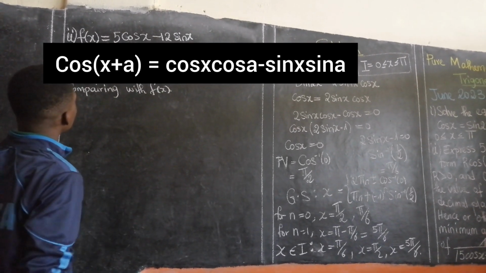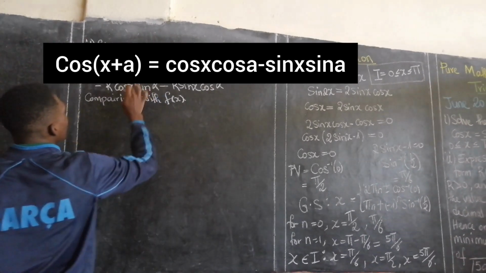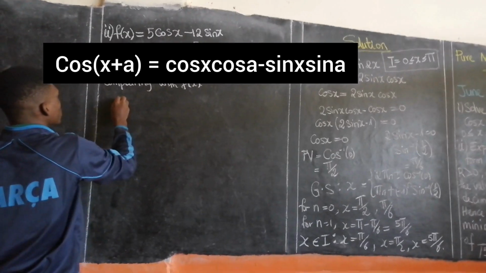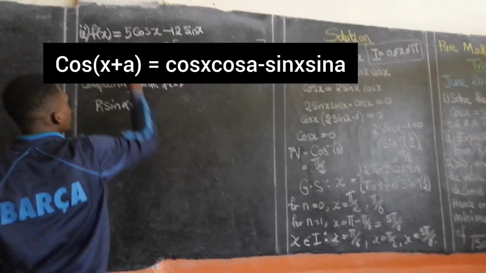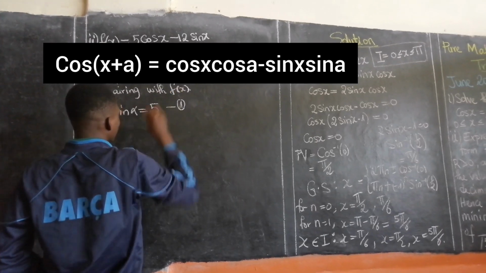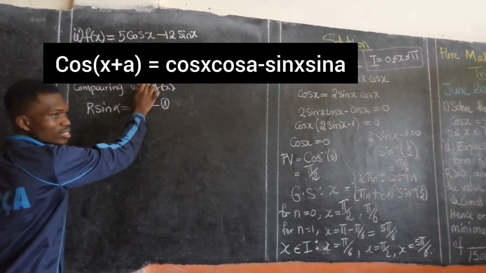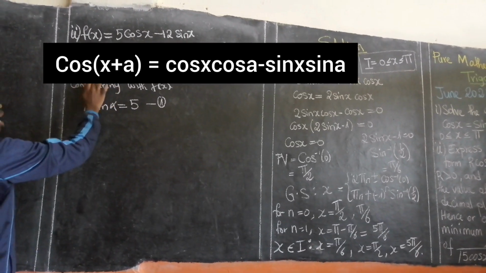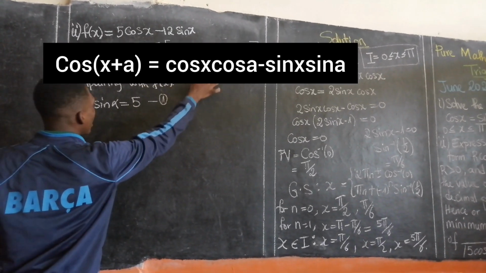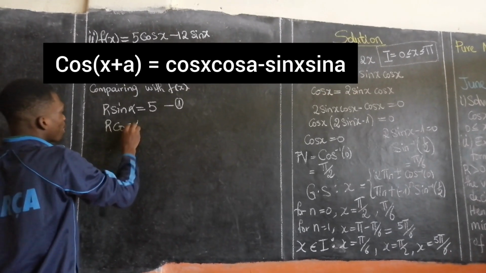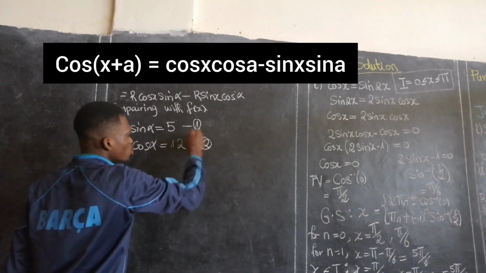we have that the coefficient of cos x is r cos alpha, so we have that r cos alpha will be equal to 5. We name that equation 1. The coefficient of sin x is r sin alpha. So you have r sin alpha, that will be 12. Equation 2.